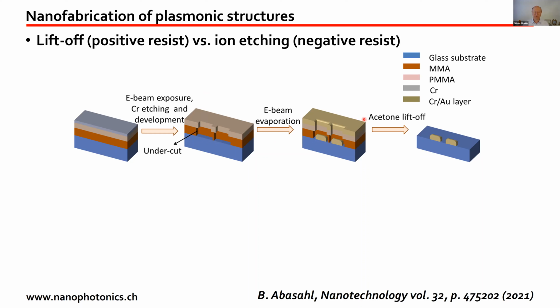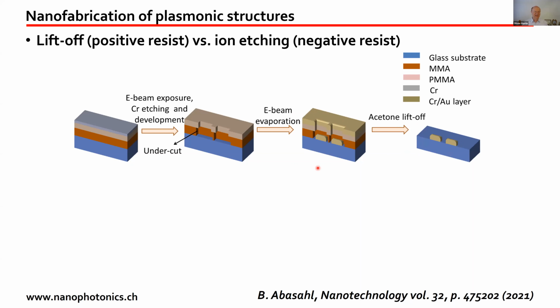The metal is evaporated everywhere, but it also goes here in the hollows. And at the end, you do this liftoff, which just consists in putting your sample into acetone. It will dissolve the remaining photoresist. The metal on top will go away, and you will be left with just the structure you wanted to fabricate.